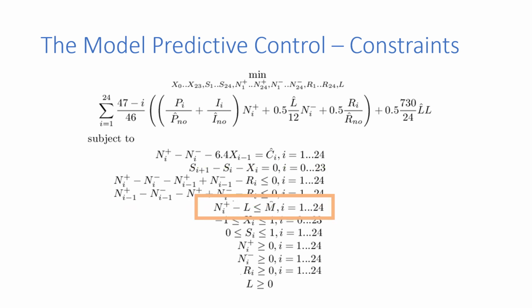The third set of constraints are the slack constraints. The final set of constraints are the bound constraints. We can see that the decision variable x_i is between -1 and 1, and the battery storage s_i is between 0 and 1, and the remaining variables are non-negative.